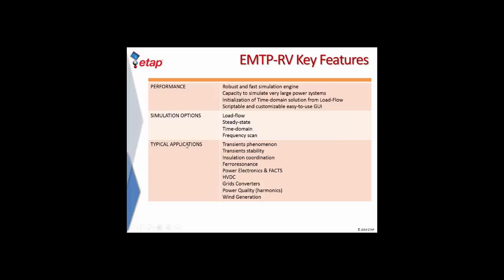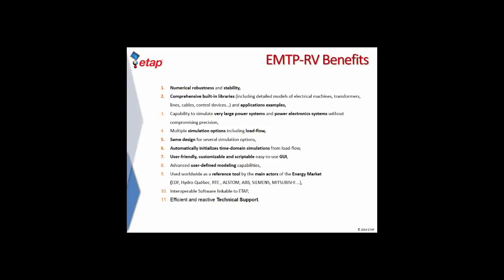What are the typical applications of the software? Of course, the simulation of all kinds of transients, fast transients and also transient stability. EMTP is a great tool to perform insulation coordination. You can simulate lightning, switching, and ferroresonance. And as I said, EMTP is excellent for the simulation of power electronics and FACTS converters. Now we'd like to have a look at the benefits of the software. This is basically a summary of everything that I just said before.